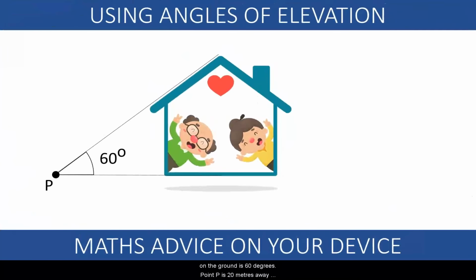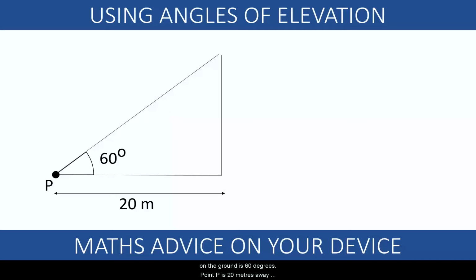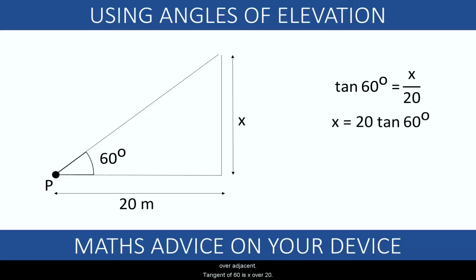The angle of elevation of the top of a building from point P on the ground is 60 degrees. Point P is 20 meters away from the base of the building. Find the height of this building. Well, we can use the ratio opposite over adjacent. So tangent of 60 is x over 20. So x must be 34.6 meters tall.